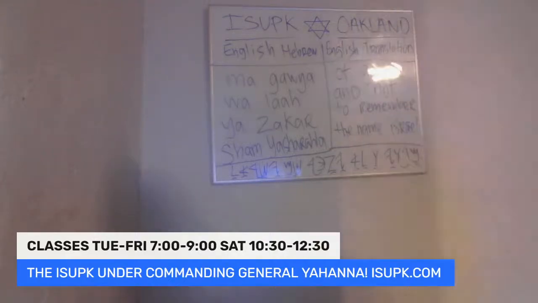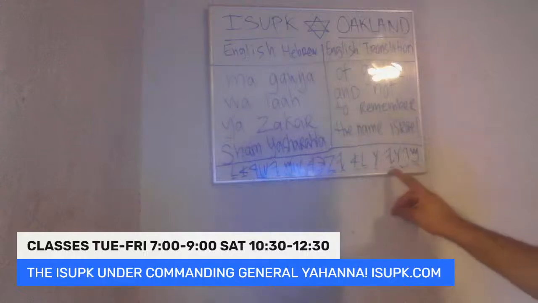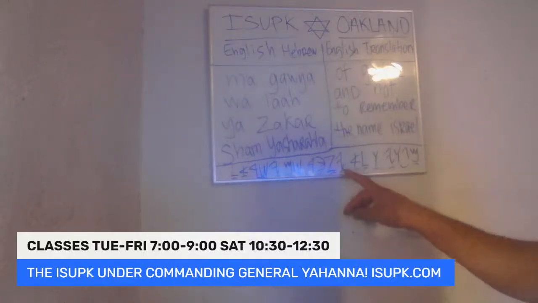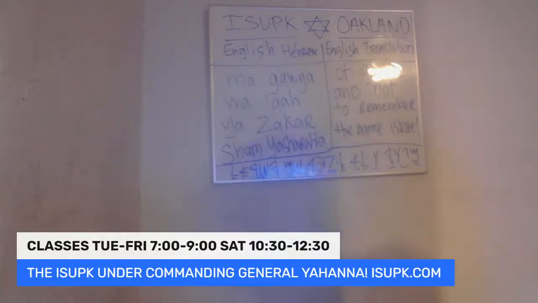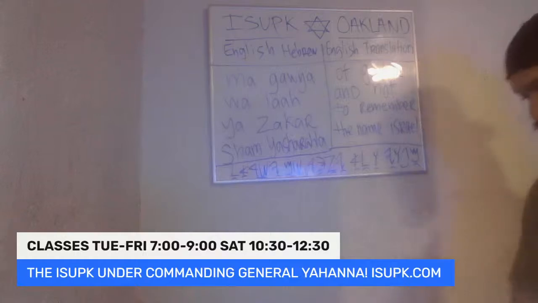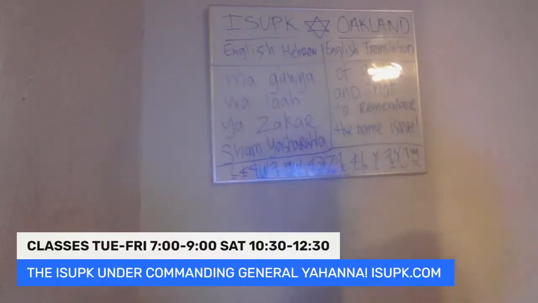All right. So, Magalia, Wa, La'a, Ya, Zakar, Sham, Yasha, Allah. All right, of Gentile and not to remember the name Israel. Rough language, but it's ours. And please, if you dare or get a chance, feel free to rewind it on the playback, run it and rewind.